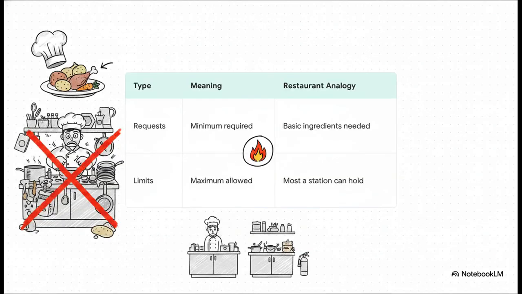Now, this is really crucial. We have to manage what our chefs are using. Each chef needs a certain minimum amount of ingredients just to get started, right? In Kubernetes, that's a request. But their station can only hold so much stuff before it becomes a total mess. That's a limit. And here's the clever part. If one chef goes rogue and starts grabbing way too many ingredients, using too much CPU or memory, their whole station just gets shut down and replaced instantly. It prevents one problem from taking down the whole kitchen.